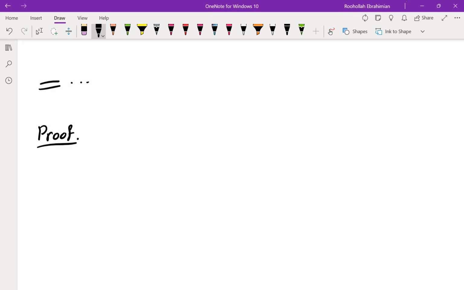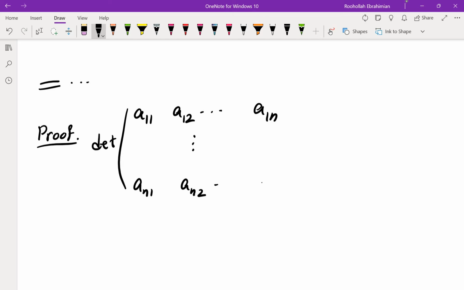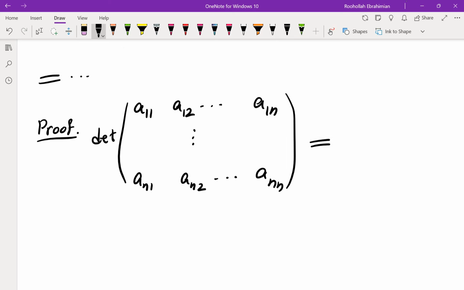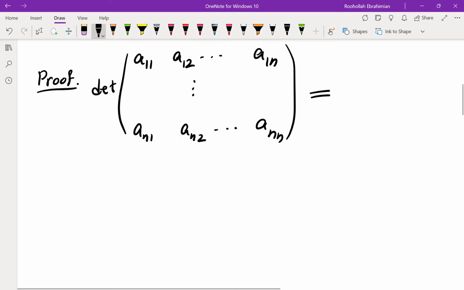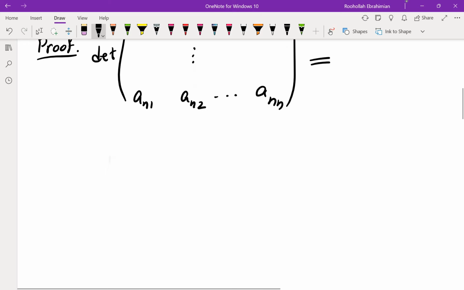So here is how we're going to prove this one. I'm going to prove it for the first row, expansion along the first row, and the others are going to be quite similar. So let's just say you want to evaluate the determinant of A11, A12, all the way to A1n, AN1, AN2, all the way to ANN. We are going to use the multilinearity with respect to the first row.